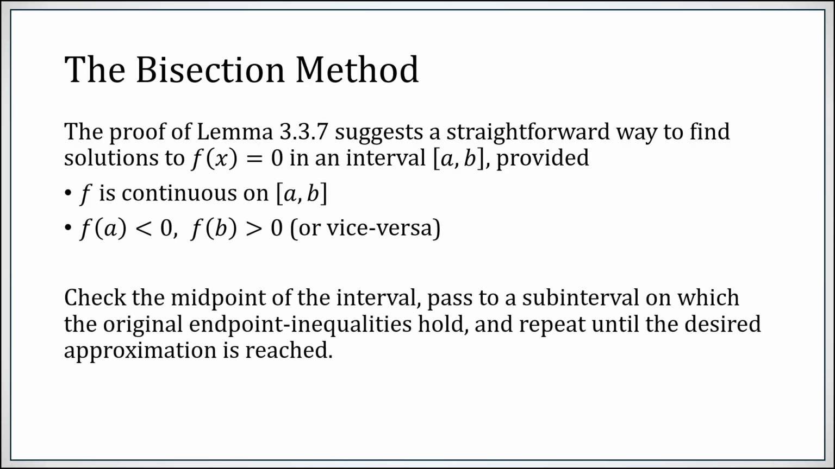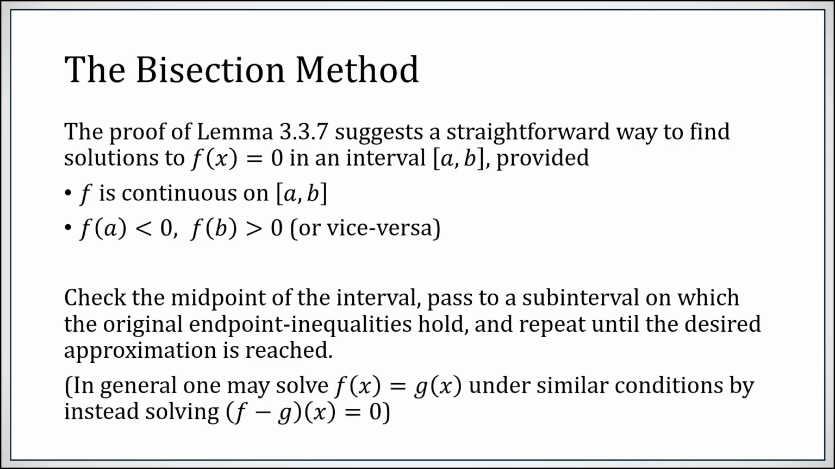Essentially, check the midpoint of the interval, then pass to a subinterval, either the left or right half, on which your original endpoint restrictions still hold. You keep applying this until you have an approximation to the root strong enough for your needs. So in general, instead of finding roots, you can find where f equals g by finding roots of f minus g. So this little trick applies for intersections of curves, not just roots of curves.